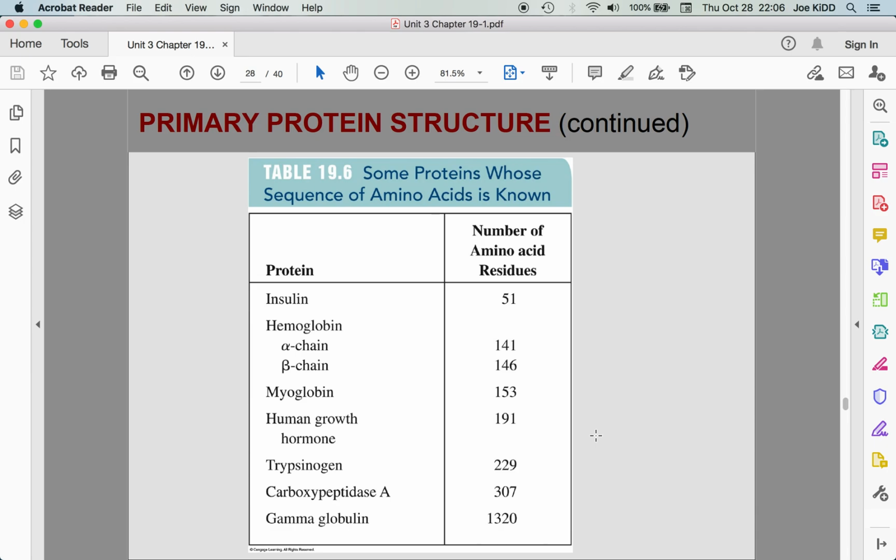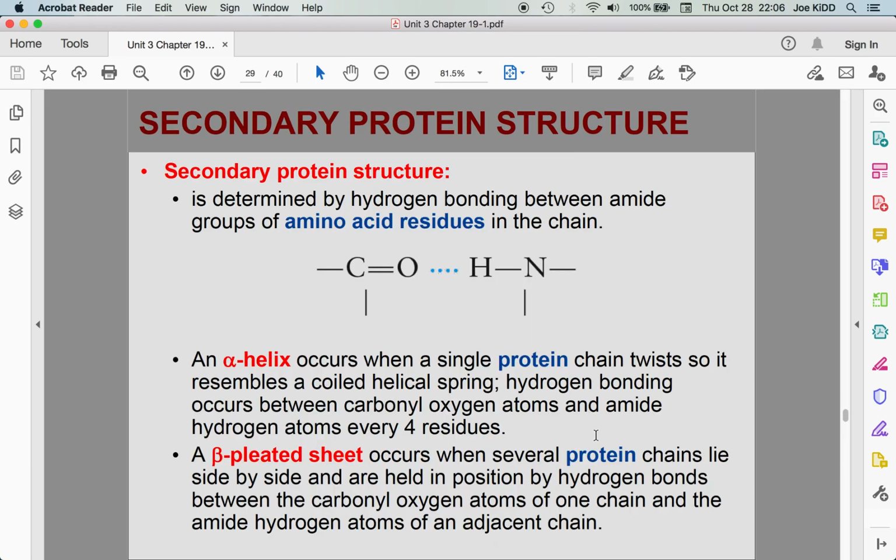To give you an idea of how big some of these proteins can get, we have here insulin, which is pretty low in terms of size, 51 residues long. Residue simply means an amino acid building block. So something like human growth hormone, 191, and then we get into gamma globulin, which is 1320 residues long. So some of them get quite large.